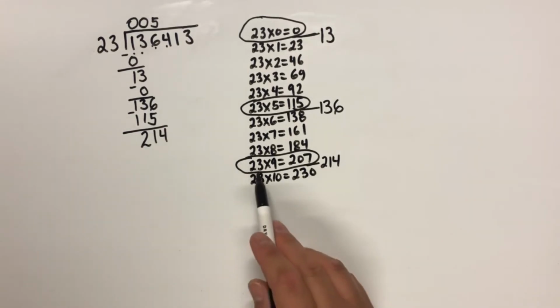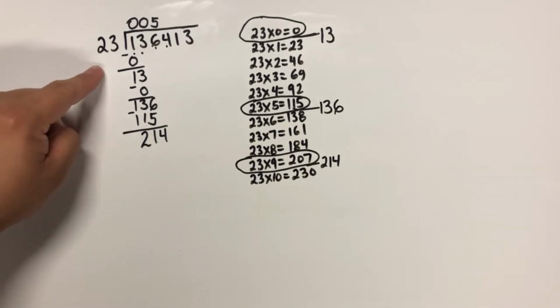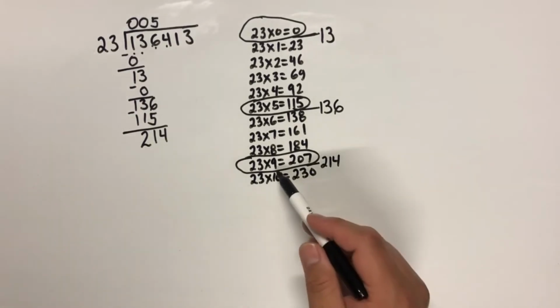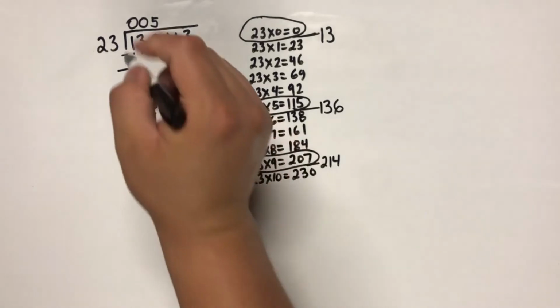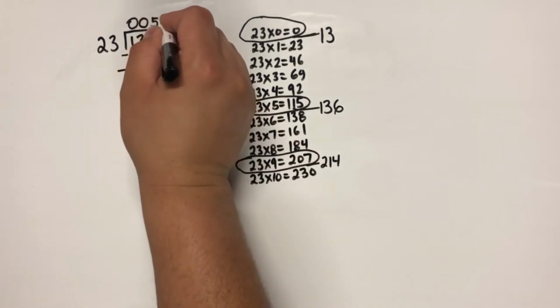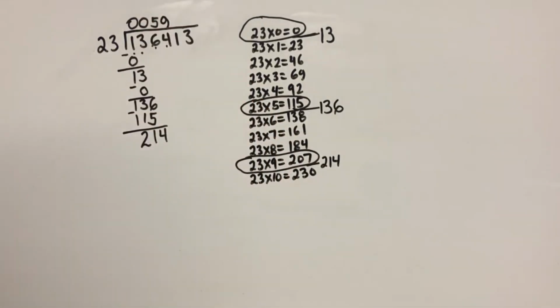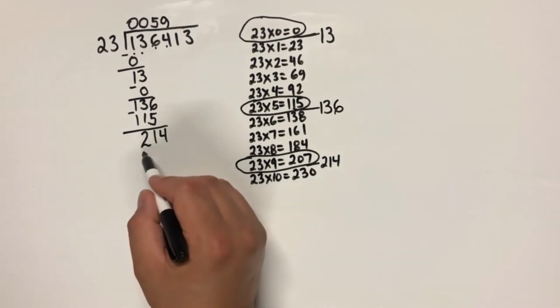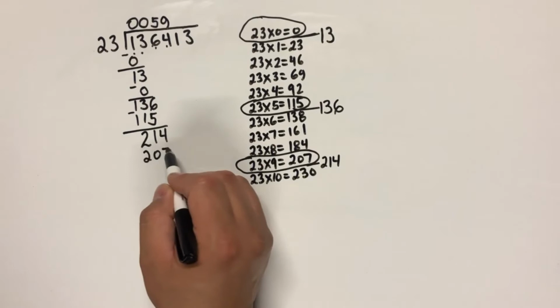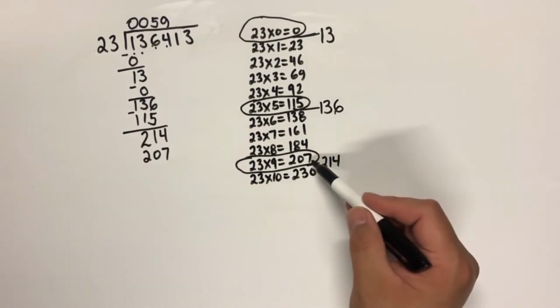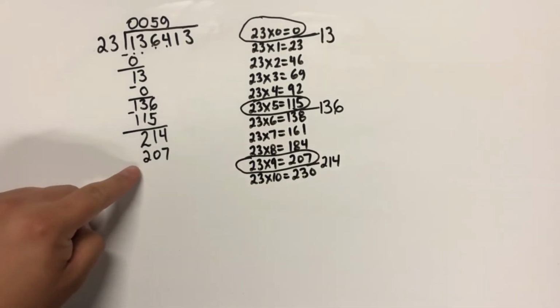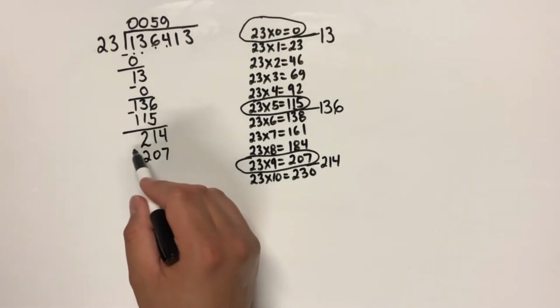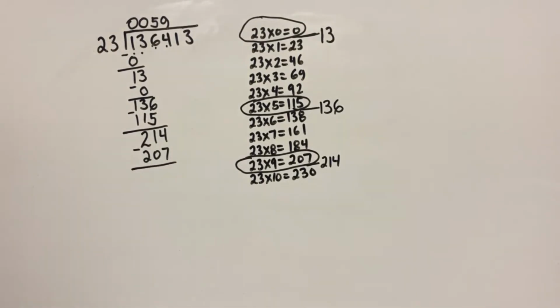The number 23 is this number 23 right here. This number 9 is going to go on top of the number 4, like so. And the number 207 goes underneath the number 214, right? The number right there, 207, is this number right here, 207. And then I perform a subtraction of those two numbers. So 214 minus 207 is 7.